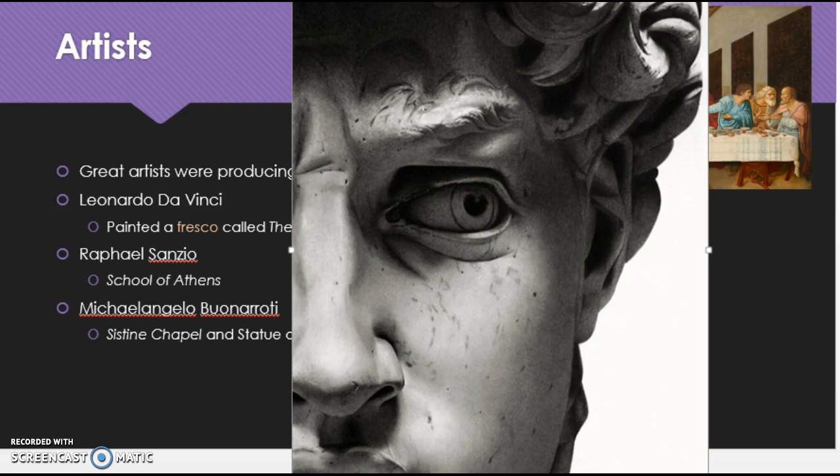So those are just three artists of the Renaissance. There's many others, and we're going to look at some more art in the next lesson.